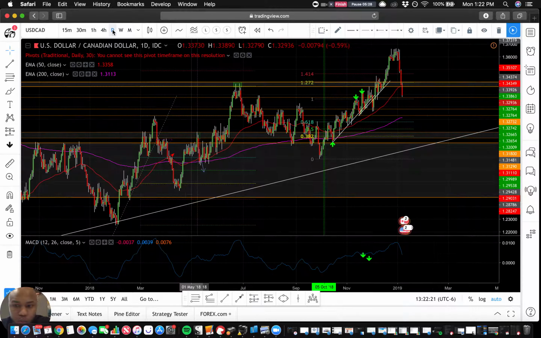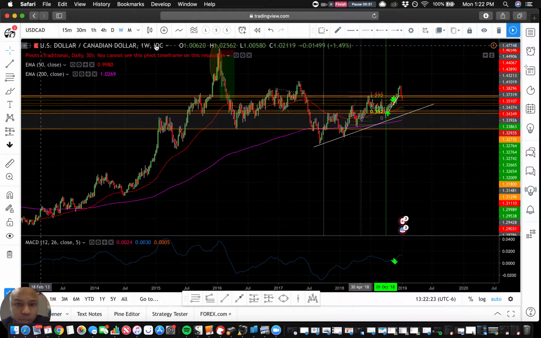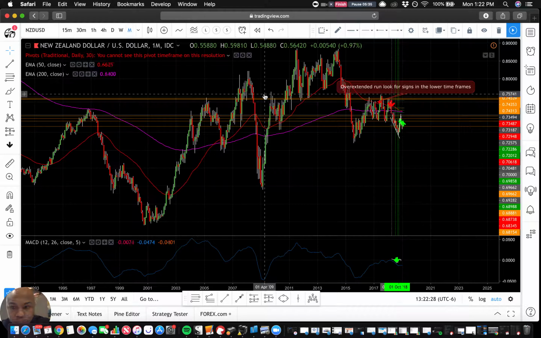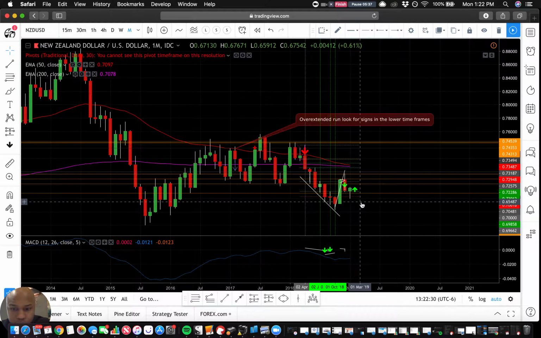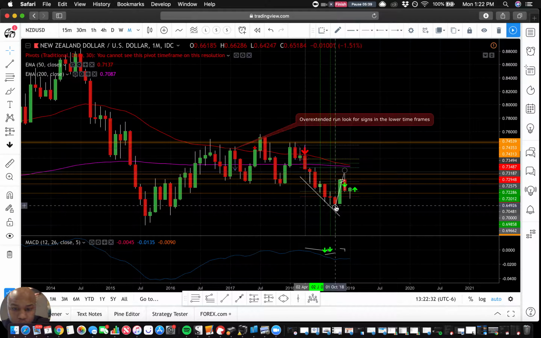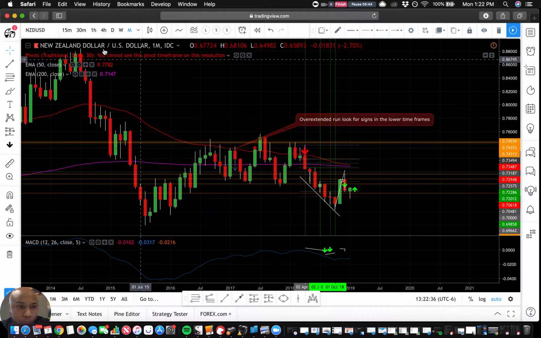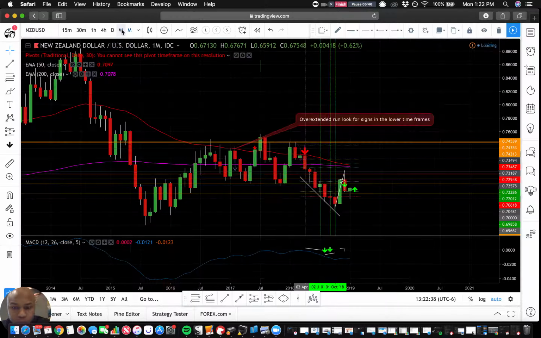This is worth watching for sure, so we've already got that one ticked, and we'll keep it that way. NZD USD, I'm still kind of interested in seeing how this goes. We were really oversold from a couple weeks ago, came back, dropped back. I'm sorry, this is monthly, I'm tripping.